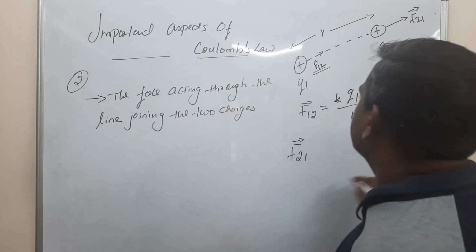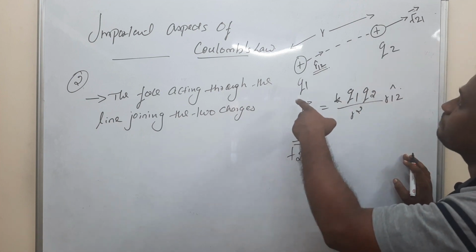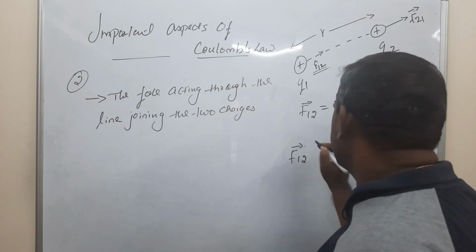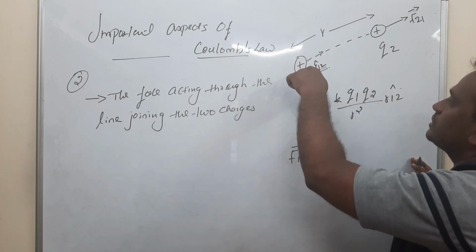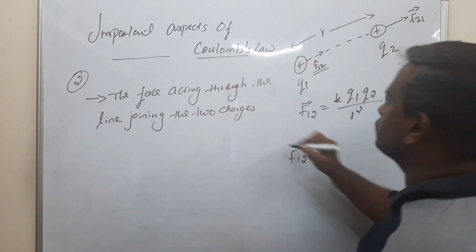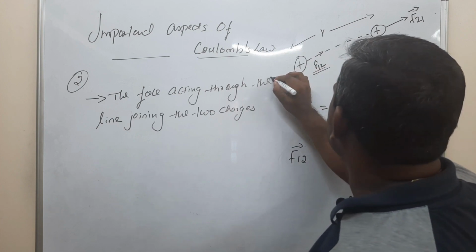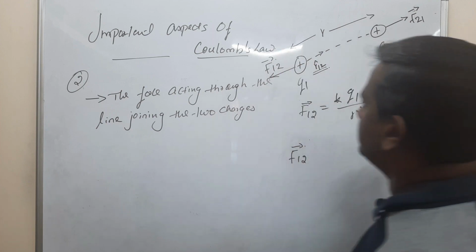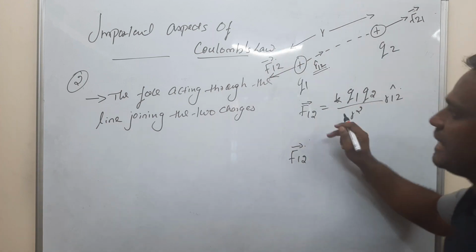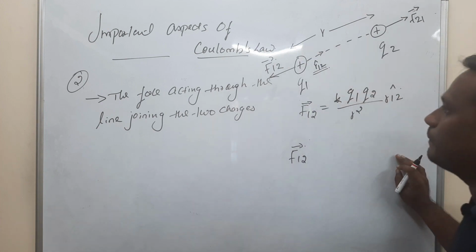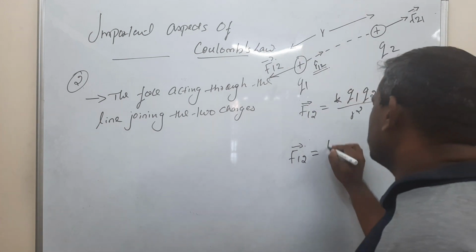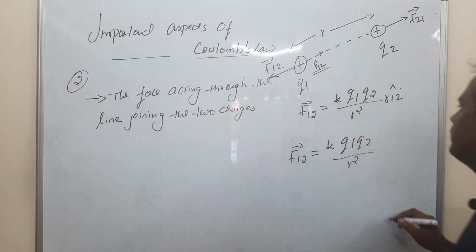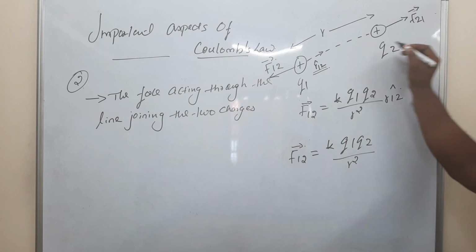F21 vector, that is another force acting. This means the force acting on the charge q1 by q2. So how will it be? Both are positive charges, so it will be in this direction. So the force acting on the charge q1 by q2 is F21 vector, equal to k into q1 q2 by r square into the unit vector from q1 to q2.